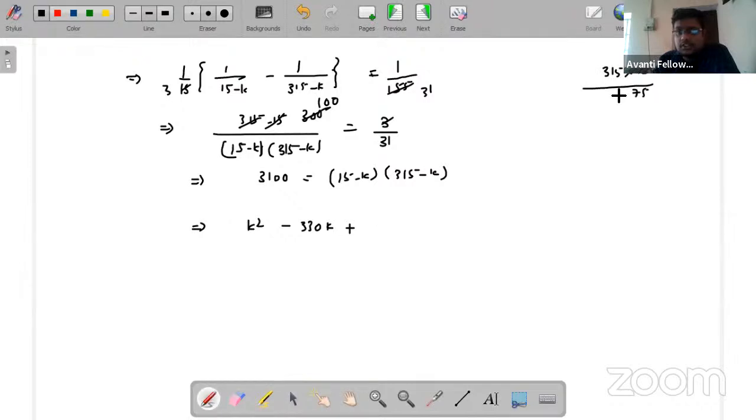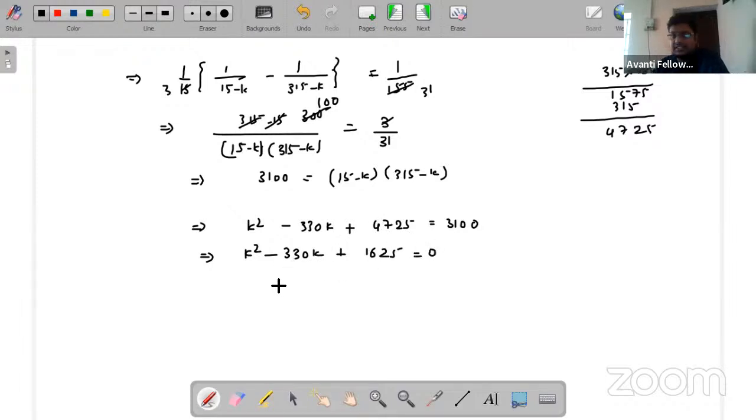So this is 1575 and 315, we have to add. So we'll be getting 4725 is equal to 3100. So we'll be getting k square minus 330k plus, if I subtract 3100, we'll be getting 1625.